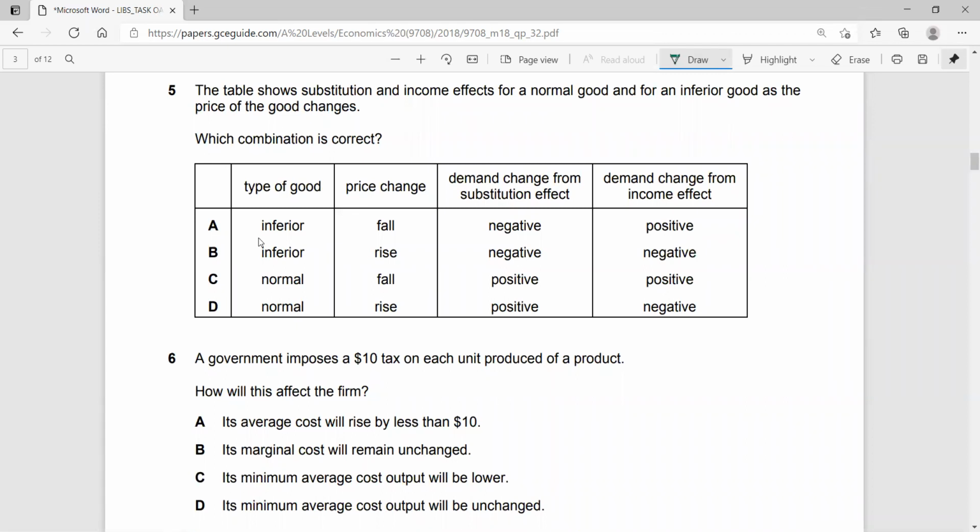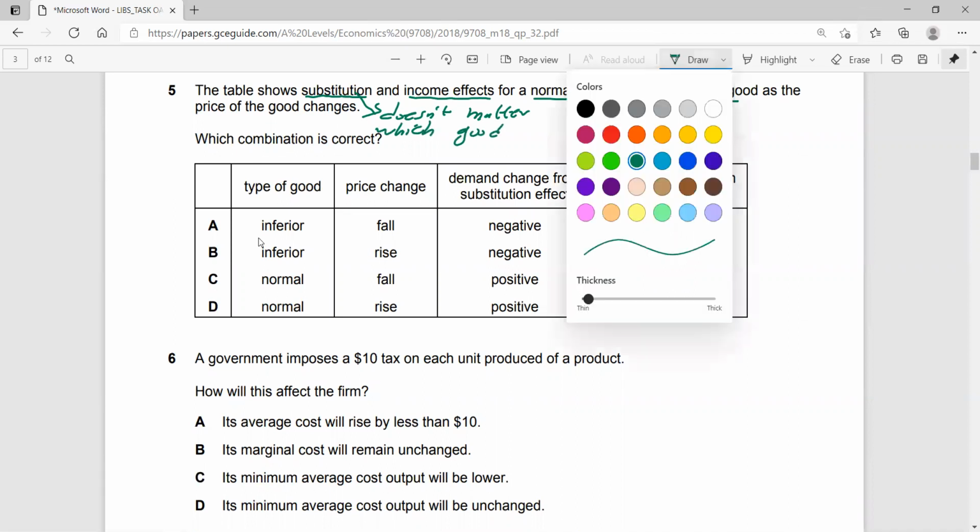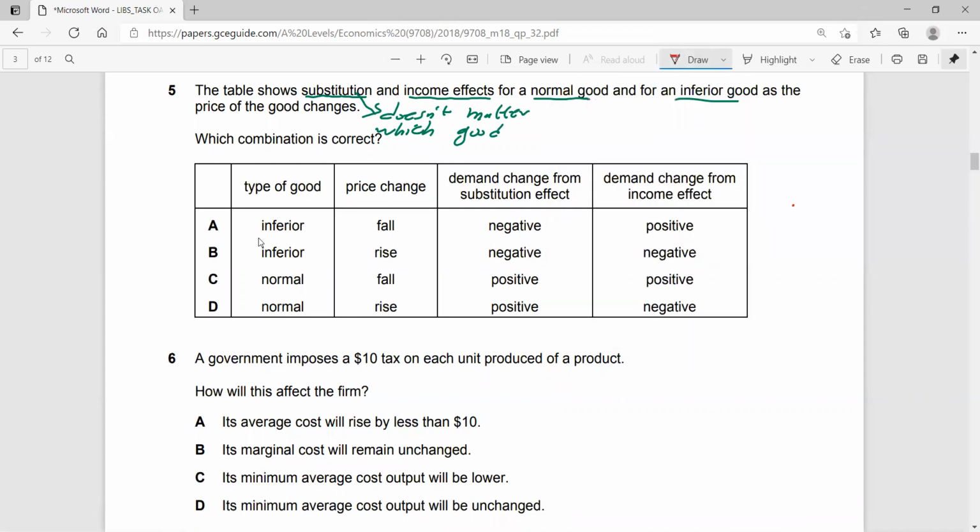The table shows substitution and income effect for a normal good and for an inferior good as the price of the good changes. So the first thing you should know is with substitution, it doesn't matter which good it is. The type of good does not matter. Simply what happens in your substitution effect, always, irrespective of whether it's a normal good, an inferior good, or a different good, the substitution effect is constant across all.